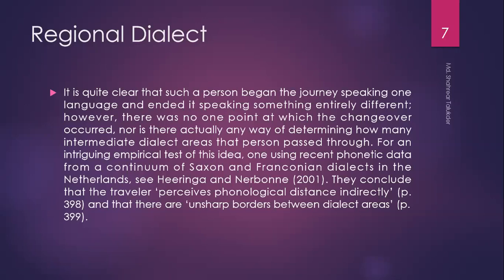গবেষণা করা হচ্ছে। Now they conclude that the traveler perceives phonological distance indirectly, and that there are unsharp borders between dialect areas. This is interesting. Traveler, that means যাত্রী, that the traveler perceives phonological distance indirectly. Perceives phonological distance indirectly means the differences regarding pronunciation and also other phonological elements or characteristics. So he perceives that he changed, but he couldn't understand it. And he found that this has been done indirectly, that is not direct. So perceives phonological distance indirectly.